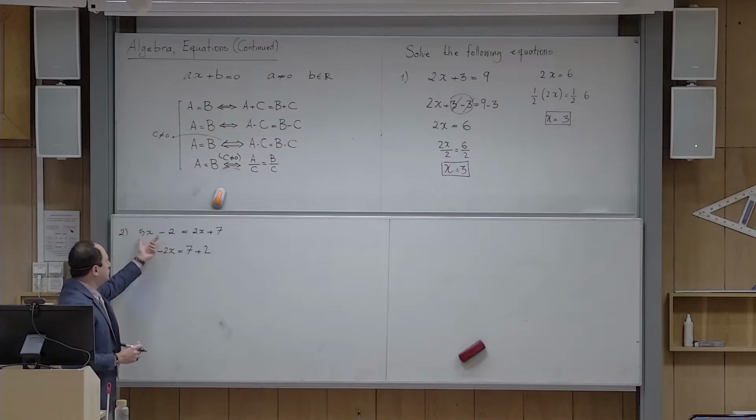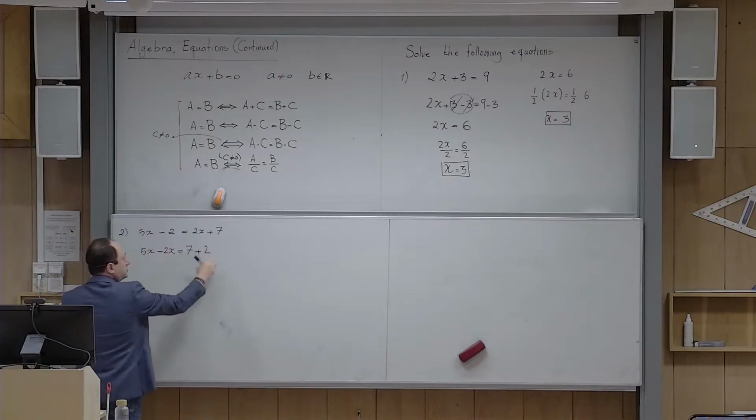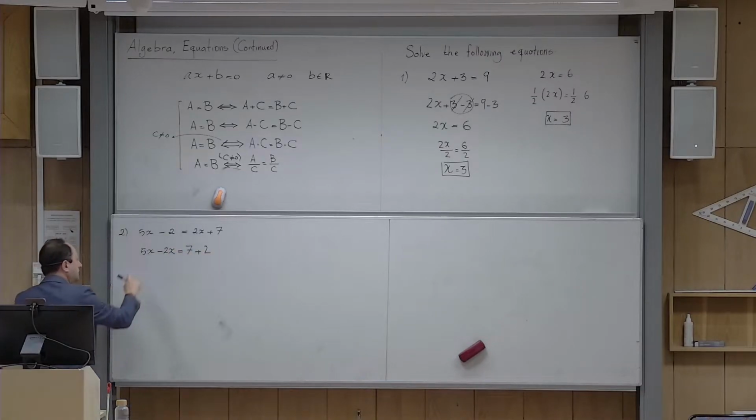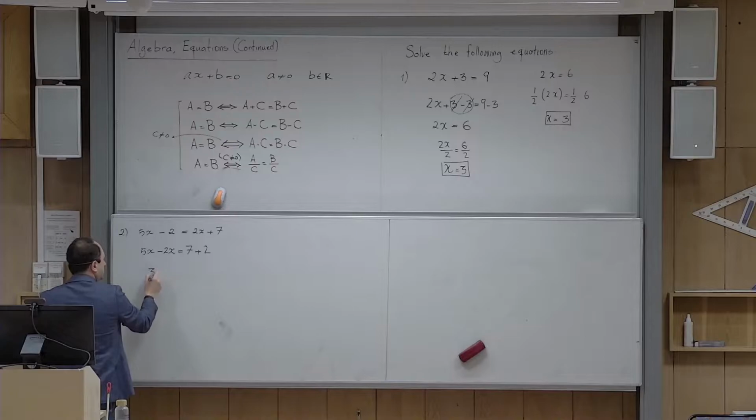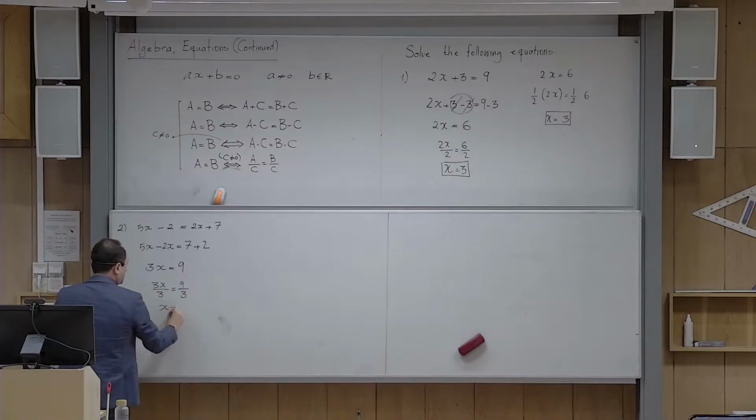Because if I wanted to do it in 2 steps, I have to add minus 2x to both sides. That minus 2x will cancel this one, then minus 2x will be left here. If I want to get rid of 2, I have to add 2 to both sides. This becomes 0, that becomes plus 2. Okay, then 5x minus 2x is what? 3x, and 7 plus 2 is 9. And then I divide by 3, yes? So then it becomes x equals to 3 again.